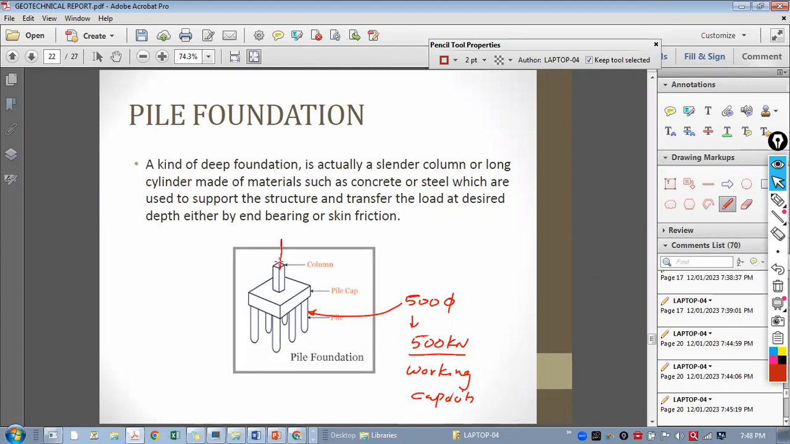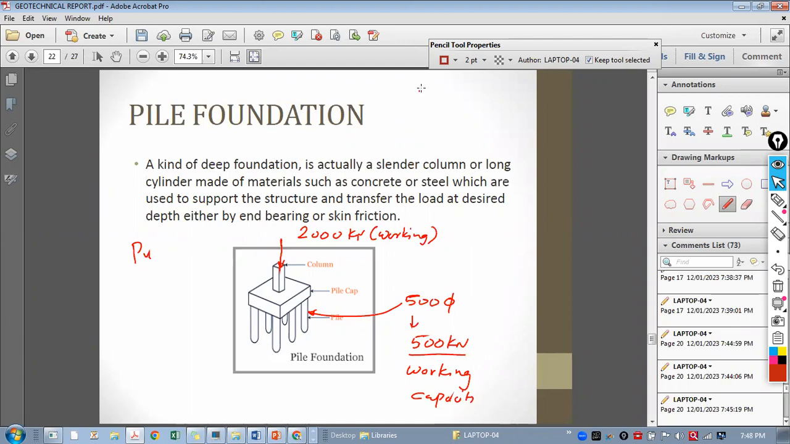And let's say the load on the column is 2000 kilonewton, for example. That means how many piles are required here for this column? Kitne lagenge? 2000 kilonewton working, I am saying. See, working is an important word, because generally we design the columns for ultimate loads, PU. But whenever we design piles, we design it for working loads.